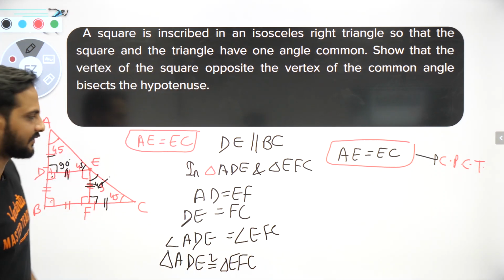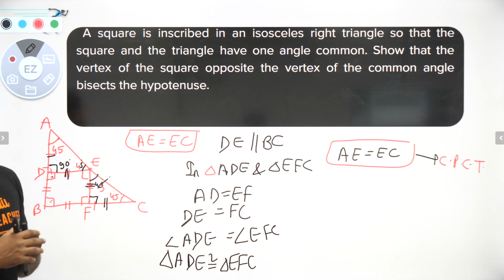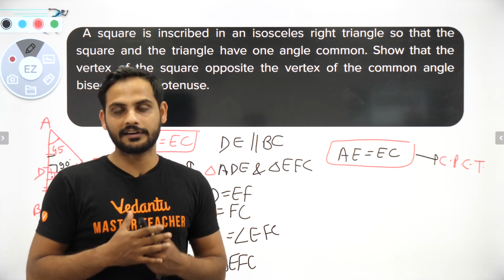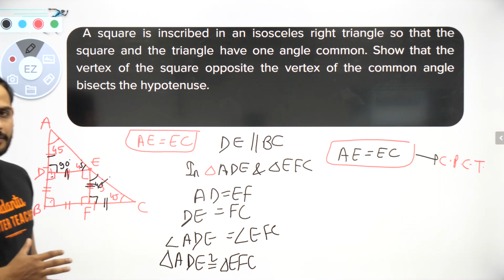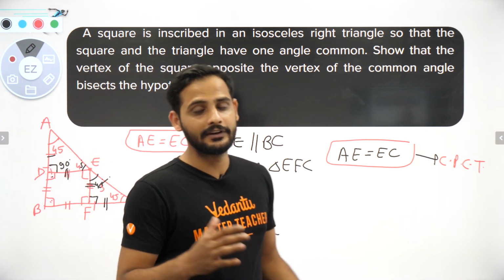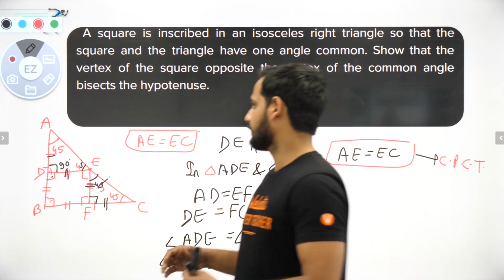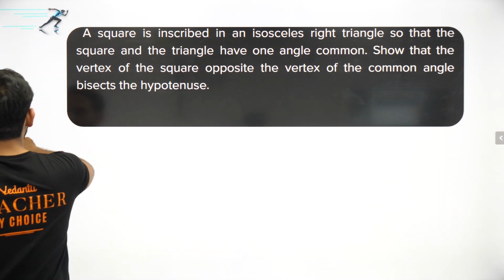Understood? So very easy question. You just have to understand that in geometry all the chapters are related, so you can use any theorem, whatever you like. Whenever we draw the diagram, it becomes very easy for us to solve, because when you draw the diagram, you can visualize the question. Okay, let's move to the next question now.